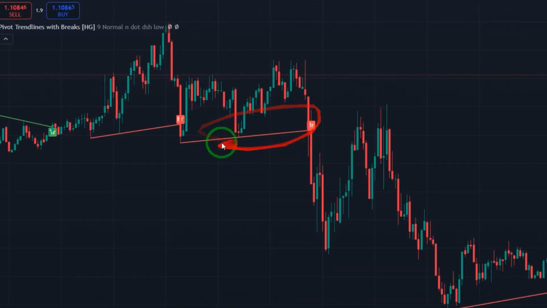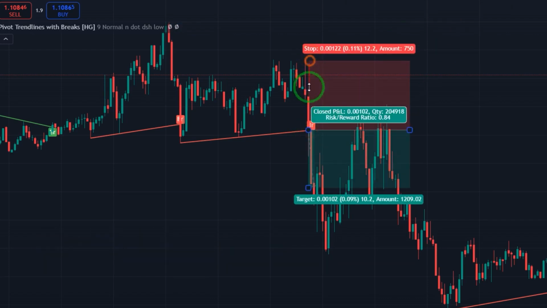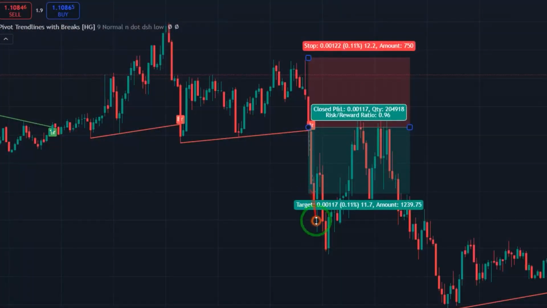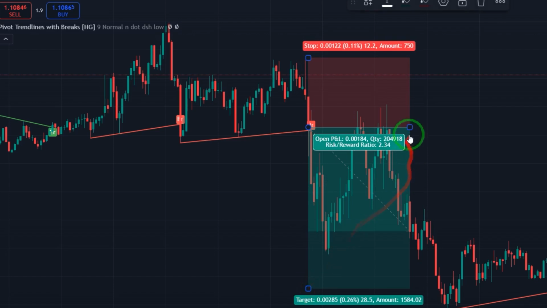Here you can see that we have an upward trend line which is broken by this candle at this point, and here this indicator generates a sell signal for us, allowing us to enter a sell trade at this point and set a stop loss in a safe zone to gain good profits from the price decline in the market.